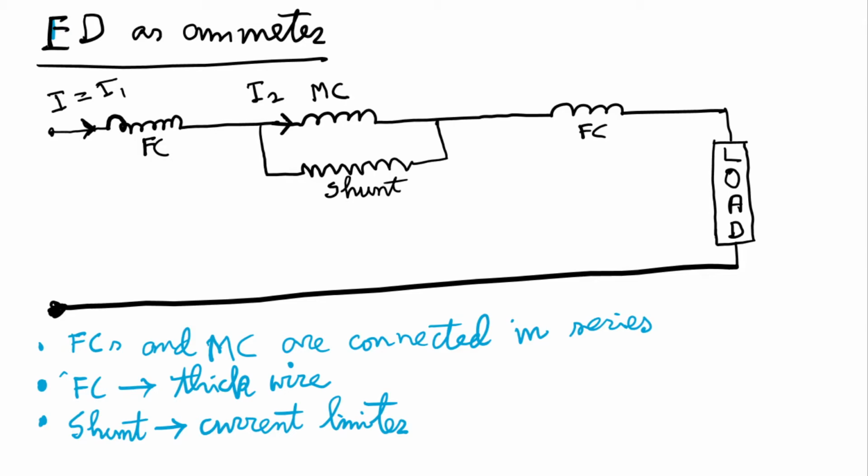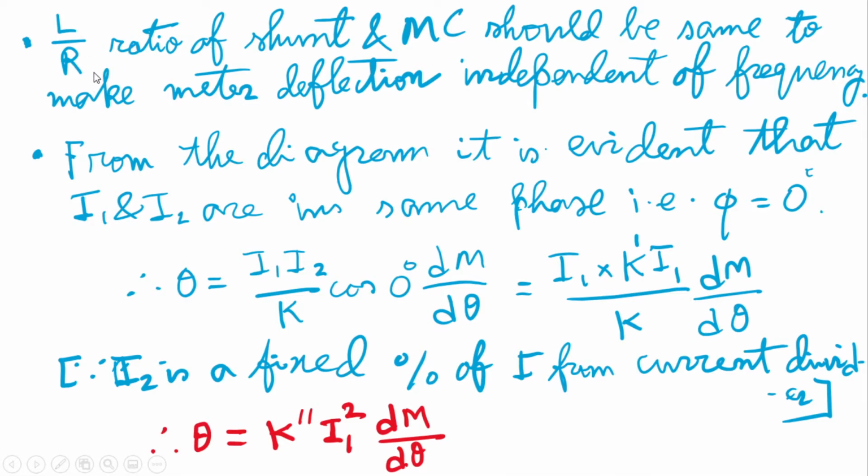So we are discussing the electrodynamometer instrument as an ammeter. So now here you can see that the fixed coil and moving coil are connected in series. And one thing you should maintain is that the inductance to resistance ratio, that is L by R ratio, of this branch and that branch should be made as nearly equal as possible so that the undesired frequency effect can be minimized. In the next slide it will be shown that L by R ratio of moving coil and shunt should be the same to make the meter deflection independent of frequency.